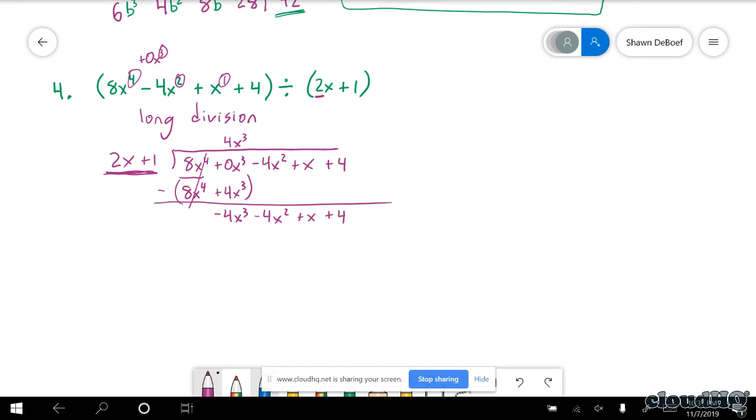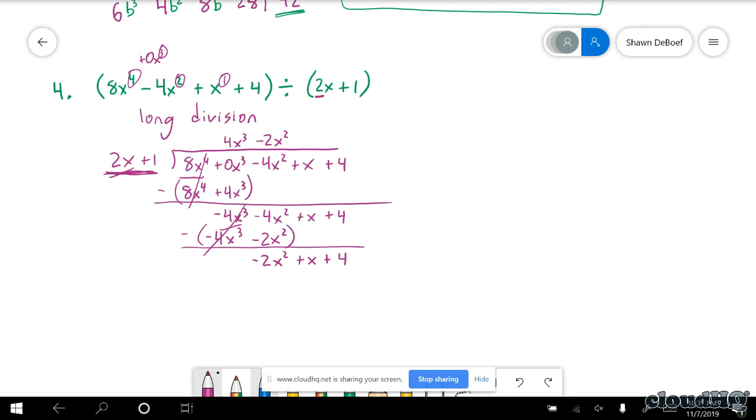And now just repeat that process. What do I multiply 2x by to get negative 4x to the third? Well, a negative 2x squared. Distribute it. Negative 4x to the third minus 2x squared. I will be subtracting that. Those terms cancel. Negative 4x squared minus negative 2, that's like plus 2. Negative 4 plus 2 is negative 2. I get negative 2x squared, but drop the remaining terms.